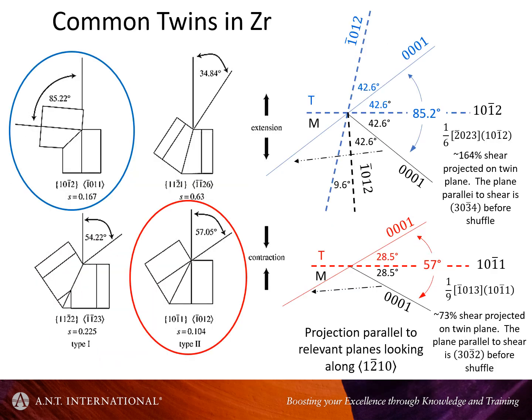Schematically, again, a different way of looking at this. Twins are often depicted this way, showing how the basal pole is rotated. In the case of the 1 bar 12 plane, the basal plane rotates by about 85 degrees from here to here, and in the 1 bar 1 plane, the basal plane rotates by about 57 degrees from here to here.